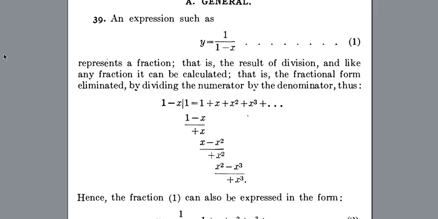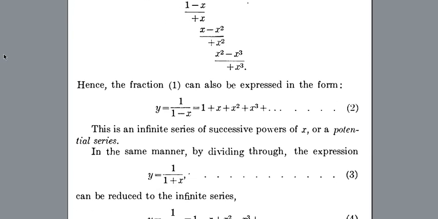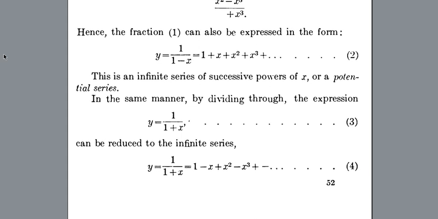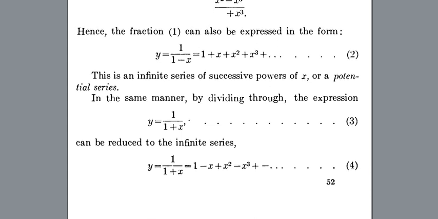Thus, the fraction y equals 1 divided by the quantity 1 minus x can also be expressed in the form y equals 1 divided by the quantity 1 minus x, which equals 1 plus x plus the square of x plus the cube of x, and so on. This is an infinite series composed of successive powers of x, also called a potential series.